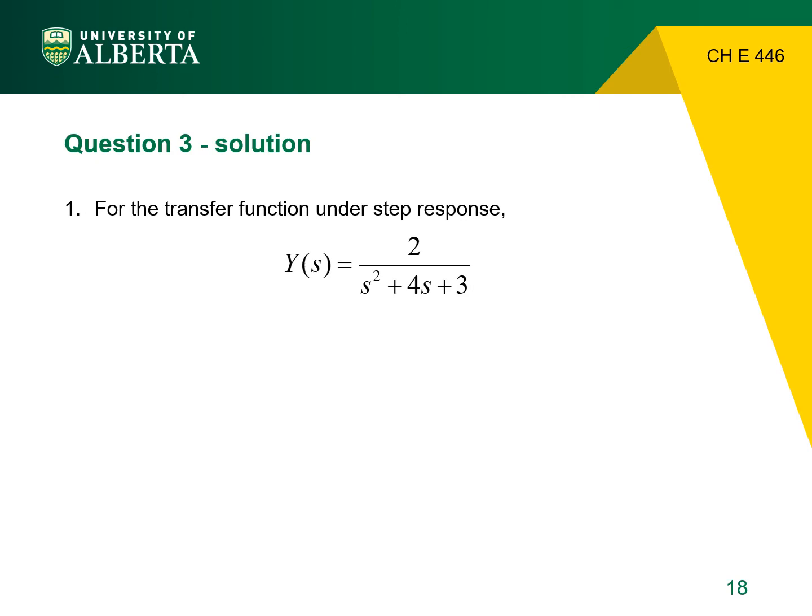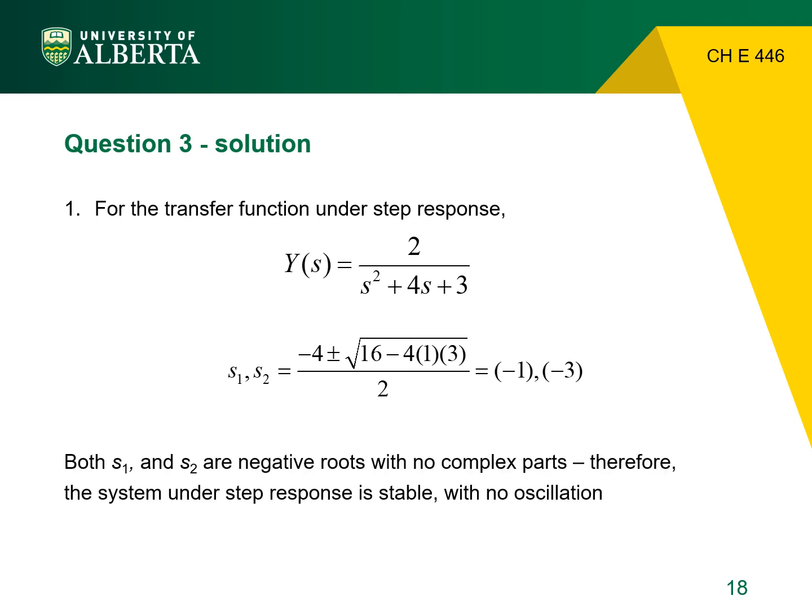For the first transfer function under step response, given by Y(s) = 2 / (s² + 4s + 3), we solve for the roots of the denominator of this expression to get the poles of the response: -1 and -3. Both s1 and s2 are negative roots with no complex parts. Therefore, the system under step response is stable with no oscillation.